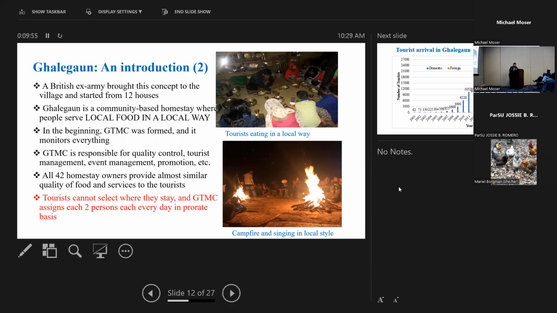All the 42 houses provide almost similar quality of food and services to the tourists. Tourists cannot select where they want to stay, but the GTMC decides where tourists are going to stay on that particular day, and they provide 2 persons to each homestay.